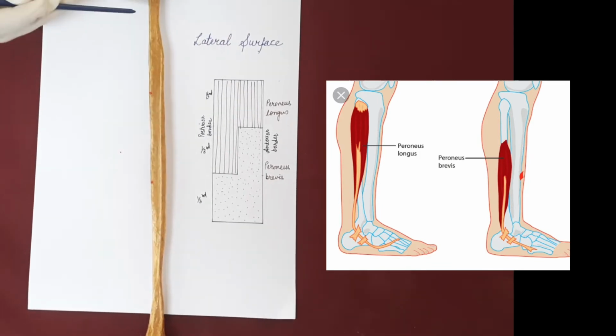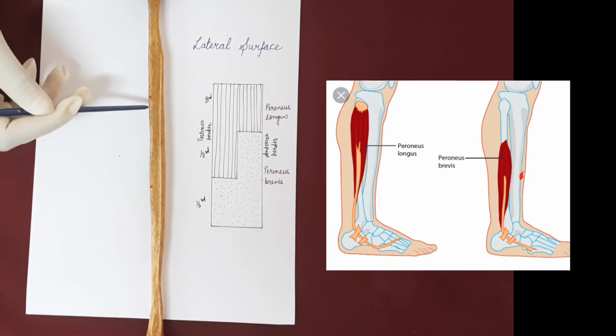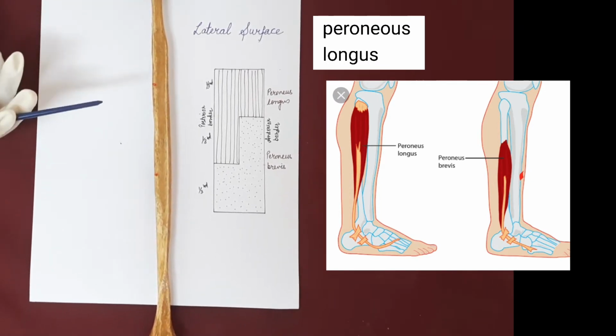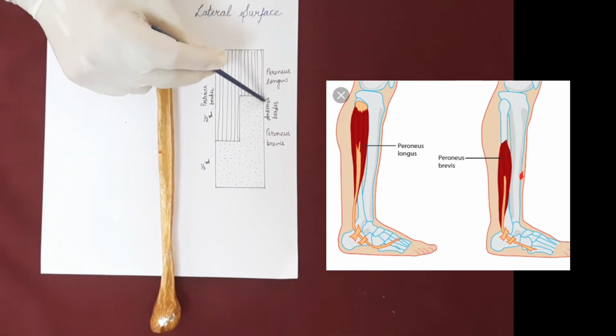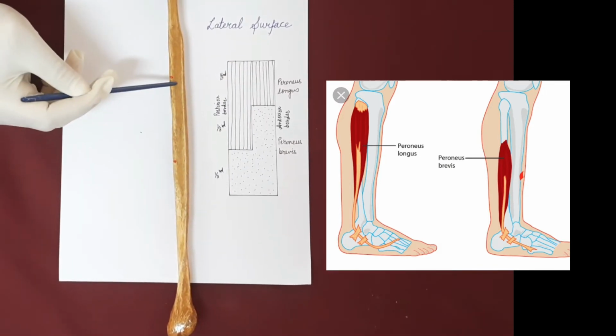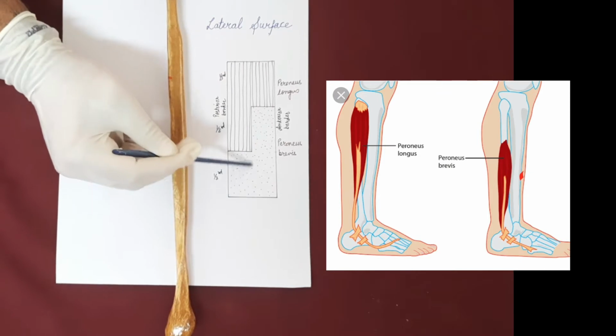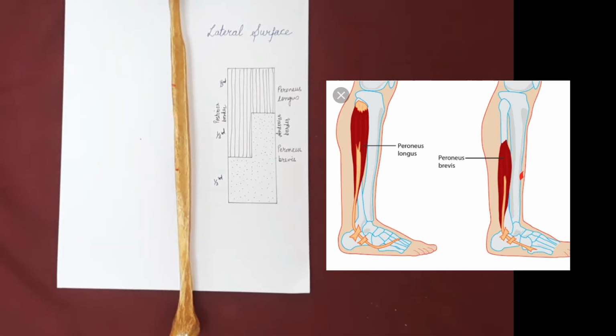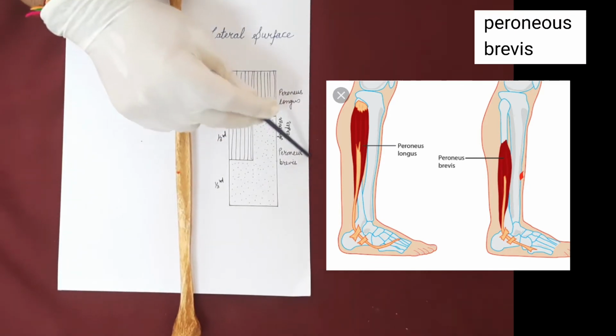in this area there will be attachment of peroneus longus muscle, while in the remaining part, that is the anterior part of the middle one third and the whole of the lower one third, there will be attachment of peroneus brevis.